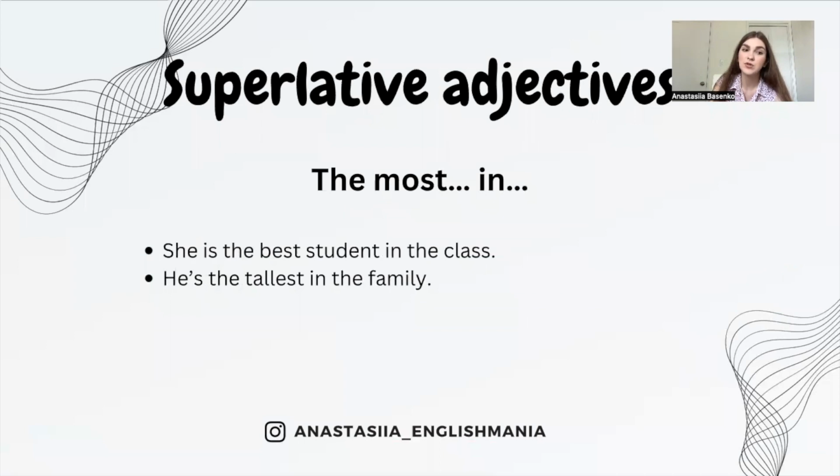And what do we do with superlatives? We use the superlative form when we compare three or more things. So the structure the most in: we can use the names of places, or singular words for groups of people. For example, she's the best student in the class. He is the tallest in the family.